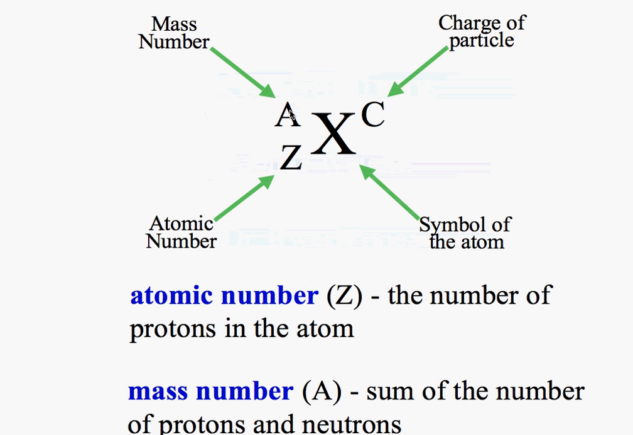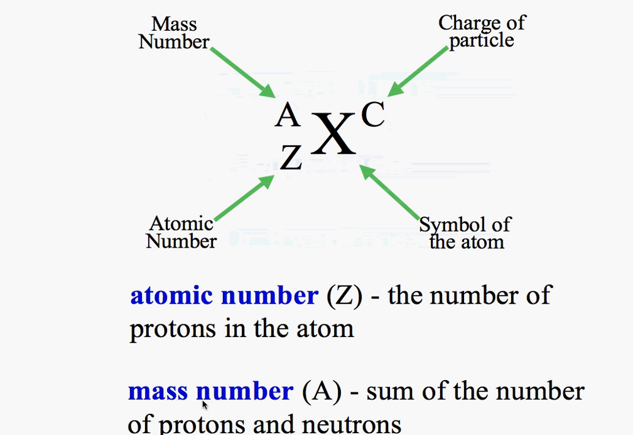We'll see the atomic mass, which is going to be equal to the number of protons and neutrons as found in the element. We're going to see the atomic number, and we're going to see here C, the charge. This element X is the symbol that we use to represent a particular element.